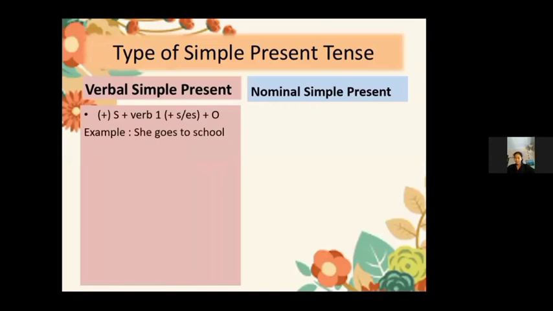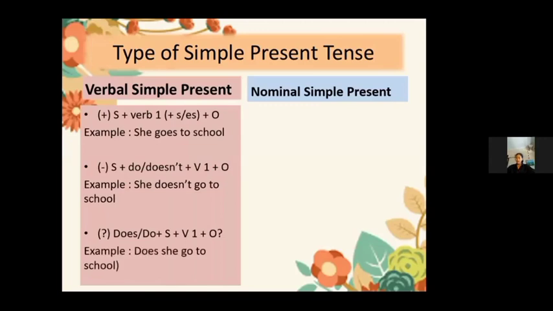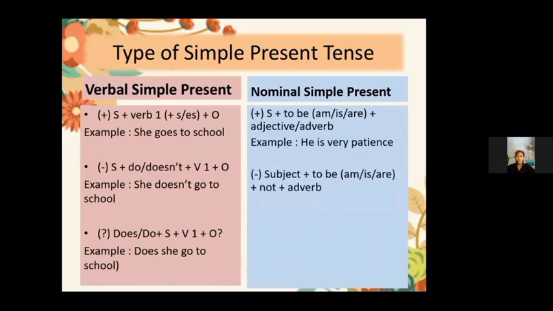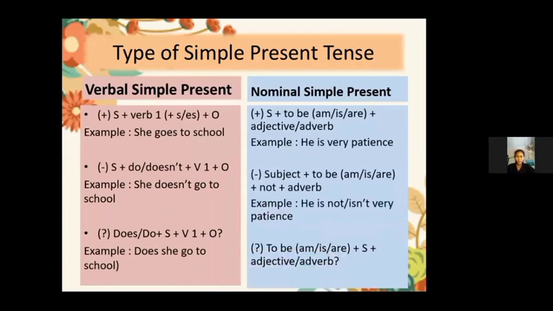Okay, I'm going to do the next presentation. I'm going to tell about types of simple present tense. In simple present tense, there are two types, verbal and nominal. Verbal, kata kuncinya adalah verb, di mana kalimat yang menggunakan kata kerja. Example-nya adalah she goes to school. Di sini karena menggunakan she, jadi ada penambahan s dan es. Verbal menjelaskan dari subjek.